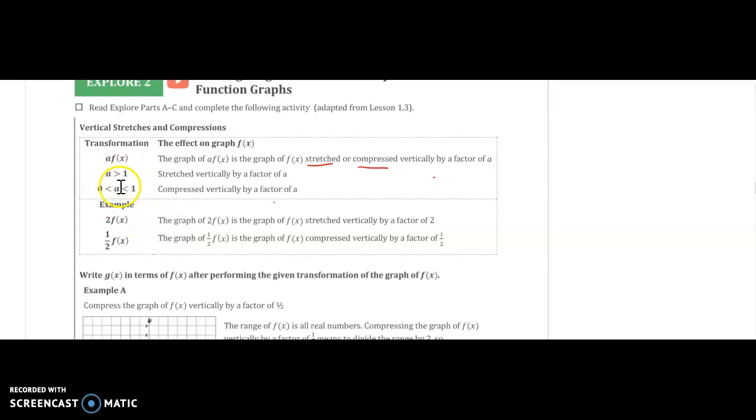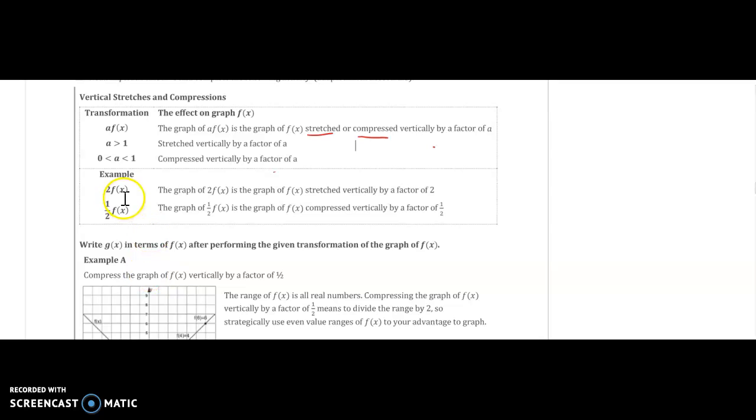So if a is greater than 1, if a is some whole number greater than 1, it gets stretched, it gets taller. But if a is some number between 0 and 1, it gets compressed. I'm going to show you why down here. So an example would be 2 times f of x. The graph of 2f of x is the graph of f of x stretched vertically by a factor of 2. So you're going to have to be able to rephrase this one. The graph of f of x stretched vertically by a factor of 2 is 2 times f of x. So you're going to have to restate that sentence, but it just depends on what the number is that's multiplying to yours.